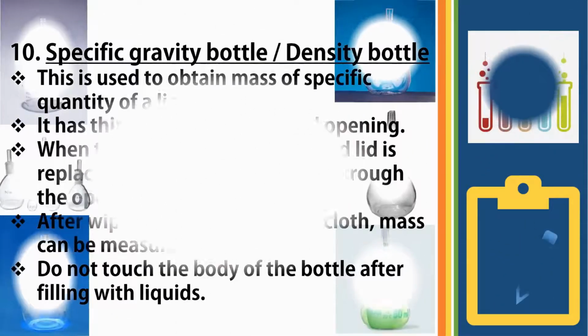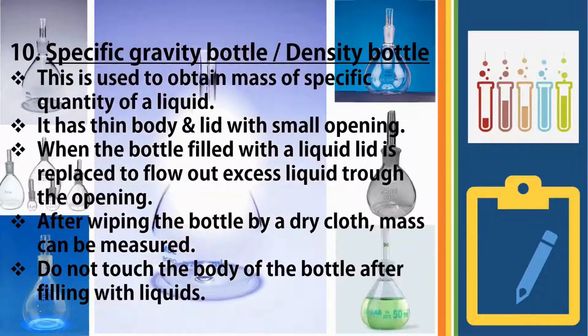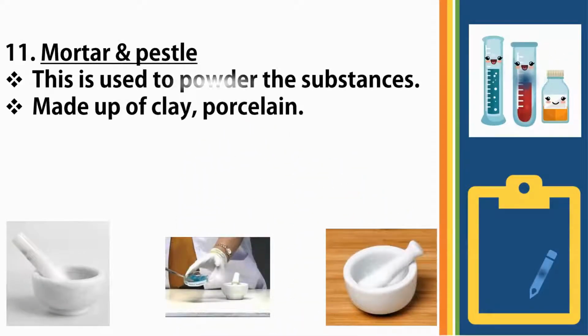Specific gravity bottle, density bottle. This is used to obtain the mass of a specific quantity of a liquid. It has a thin body and a lid with a small opening. When the bottle is filled with a liquid, the lid is replaced to let the excess liquid flow out through the opening. After wiping the bottle with a dry cloth, the mass can be measured. Do not touch the body of the bottle after filling with liquids.